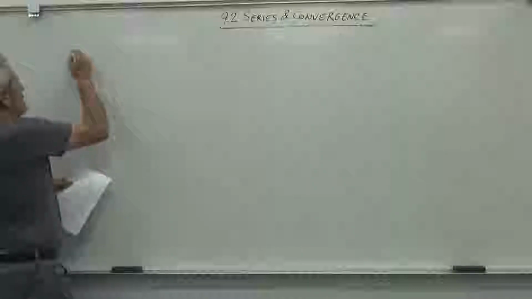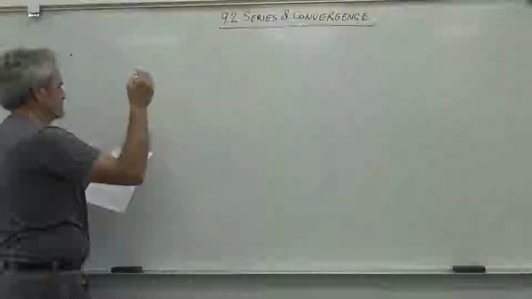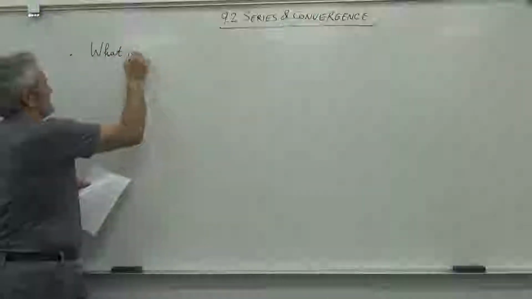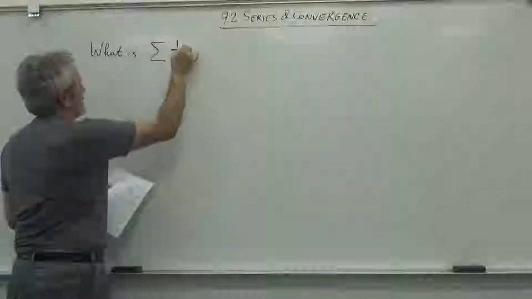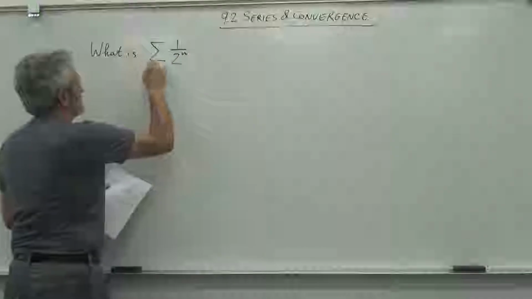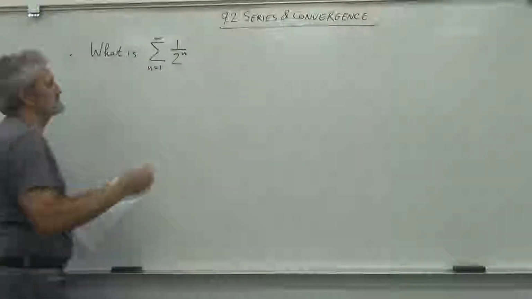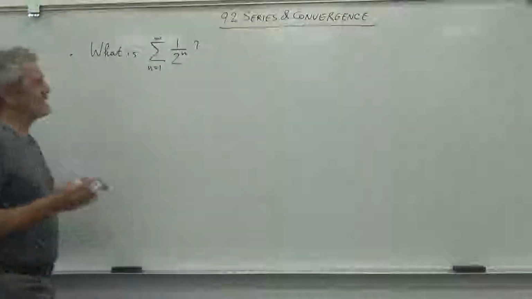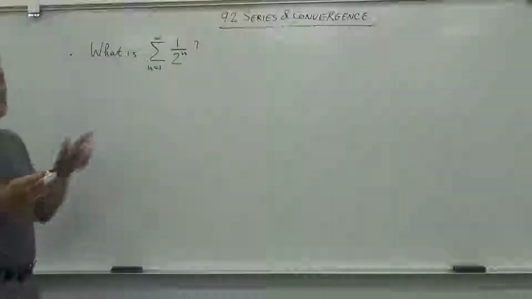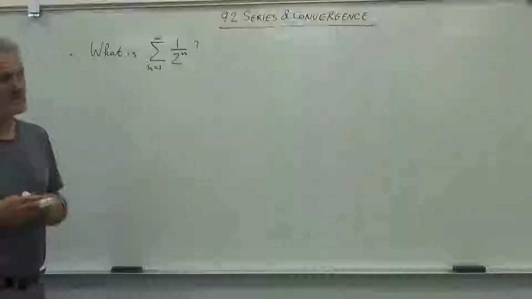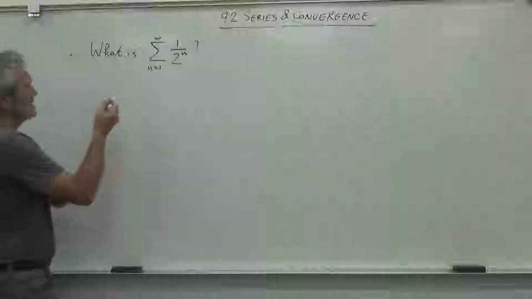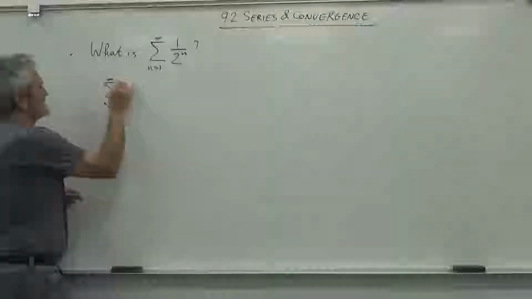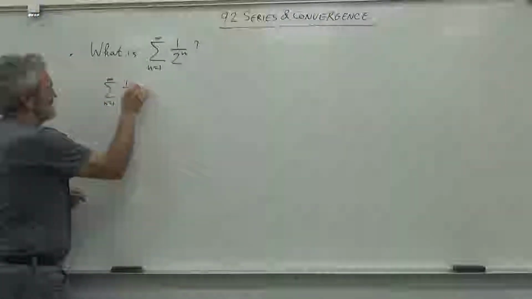So here it is. Let's answer what is the sum of 1 over 2 to the n when n goes from 1 to infinity. So there are quite many things that might be confusing here. First of them is sigma notation. So what is the meaning of this sigma notation? That means sigma n equals 1 to infinity, 1 over 2 to the n.